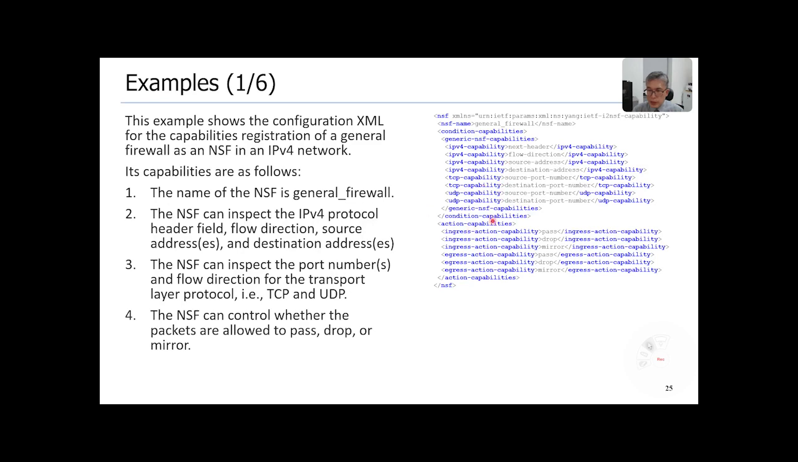This is generic. And the action case: pass, drop, meter, ingress, egress, separately we can specify it. So this is a general firewall version 4 protocol, and NSF can handle TCP UDP port numbers, version 4 source IP addresses, flow direction, some header field values can be evaluated. Also NSF can control whether the packet is passed, dropped, metered, ingress or egress. Version 6 case also similarly we can define.